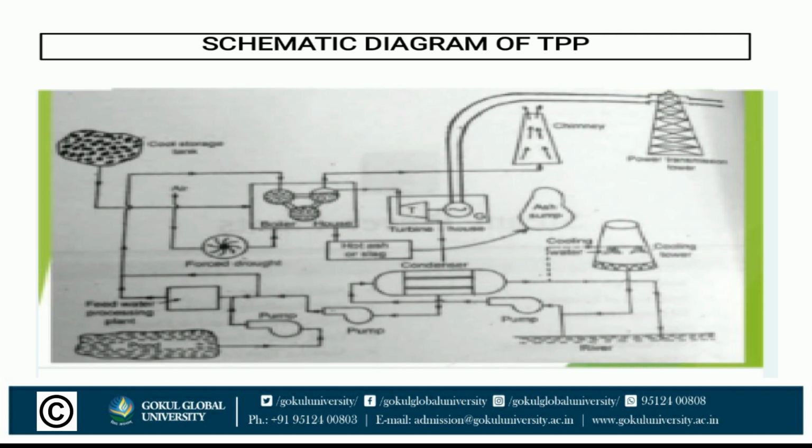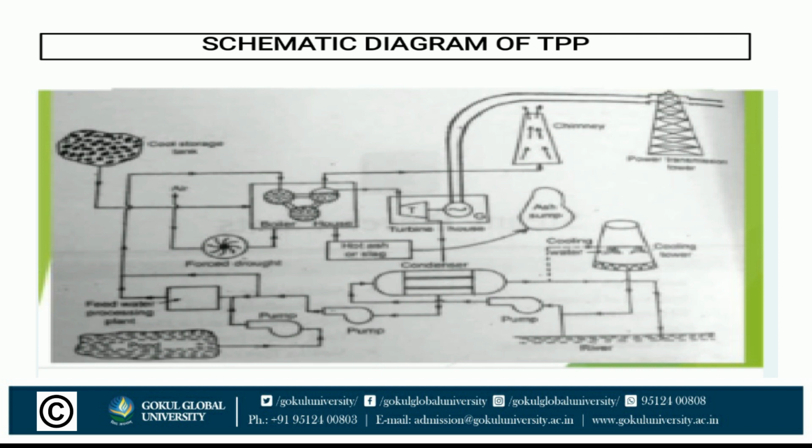After the expansion, steam passes through the condenser, where it rejects heat to cooling water and condenses. The condensed steam, meaning condensate, is again fed to the boiler. A part of the steam and water is lost while passing through different components.